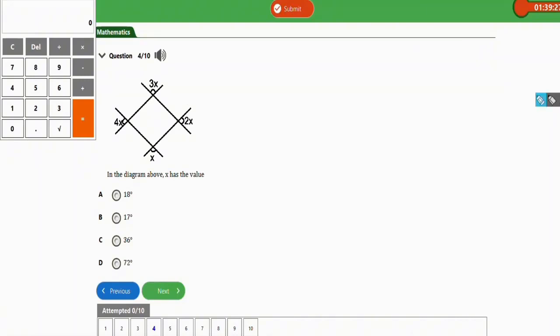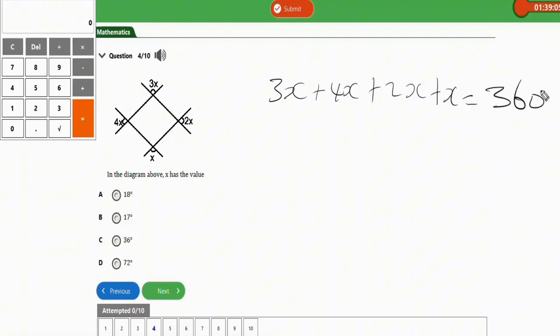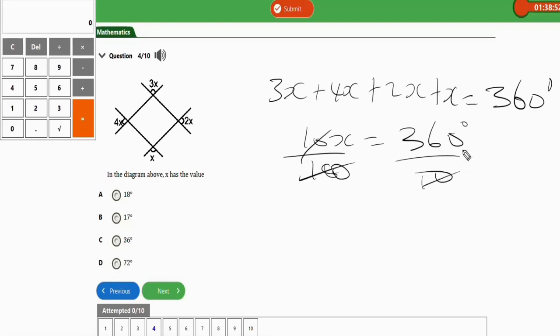So basically, a quadrilateral is a polygon that has 4 sides, and the sum of the angles in it is 360 degrees. So we're going to sum these and equate it to 360 degrees. This will give us 3x plus 4x plus 2x plus x equals 360 degrees. So when you sum, you're going to have 10x equals 360 degrees. Divide both sides by 10. So x will be 36 degrees. So it's as simple as this.